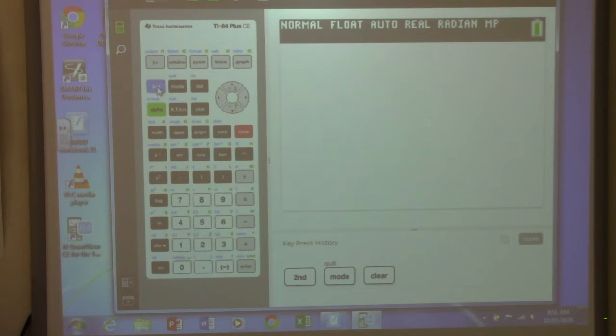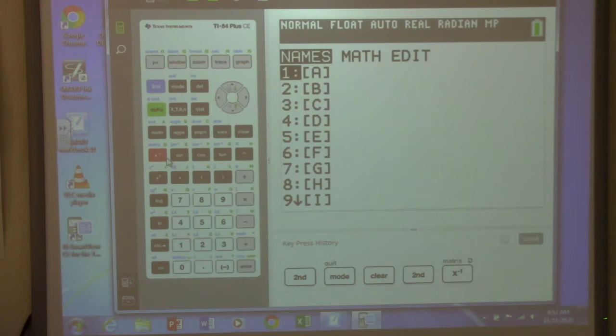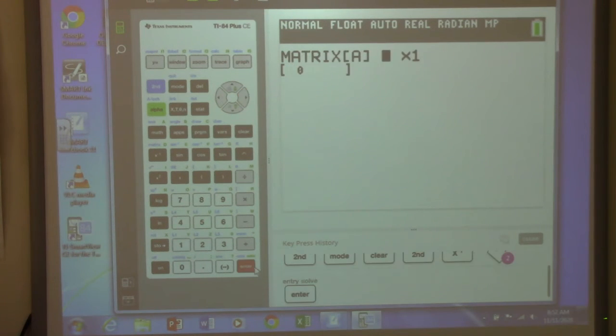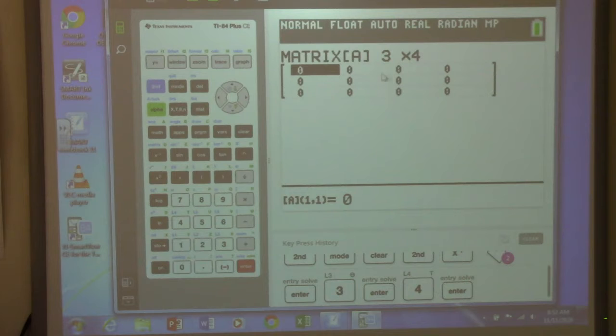The first thing we're going to do is go to second matrix. Second matrix. 3 by 4? Math. What do I have, 3 by 4? Edit a 3 by 4. Okay. You've got 3 by 4? Okay, so are you right here? Okay, what you do is you go over to edit and press enter. And here is where you put 3 by 4. So you put 3, enter, 4, enter. And what happens is you have it set up like this.